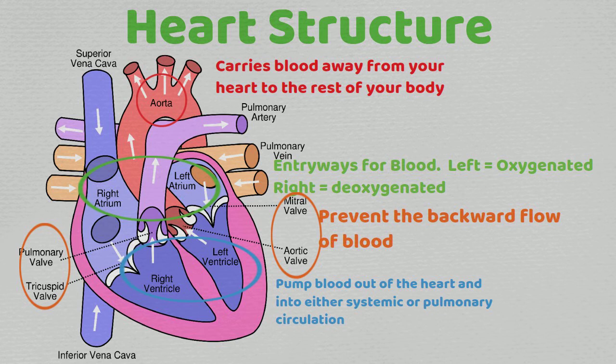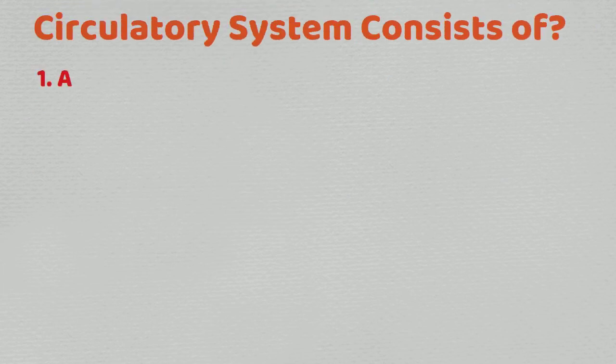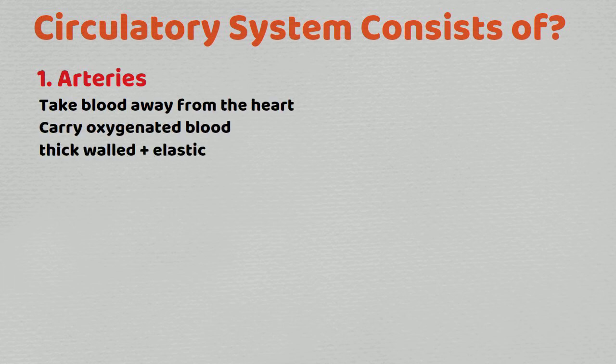Now let's see what else the circulatory system consists of. So we've got arteries. These take the blood away from the heart and they carry oxygenated blood to the muscles and organs. They are thick-walled and elastic. Have you ever felt your pulse in your neck or your wrist? This is the expansion and contraction of the artery walls in response to your heartbeat. So if you put your fingers on your wrist, you can feel a heartbeat. That is the arterial wall expanding and contracting as your heart beats.